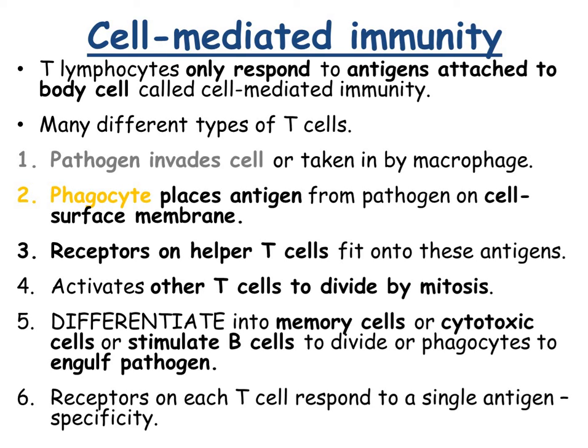Or, on the other hand, they can stimulate a whole different part of the immune response. They could stimulate the B cells to divide, or they could bring the help of other phagocytes to engulf the pathogen. So it can either form its own killer T cells or memory T cells, or it can get help from the B cells and the phagocytes. The receptors on each T cell respond to a single antigen, so it's very specific. That's why it's a specific response.